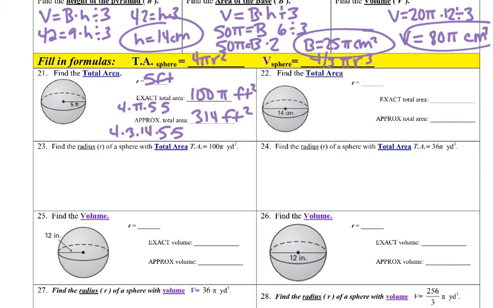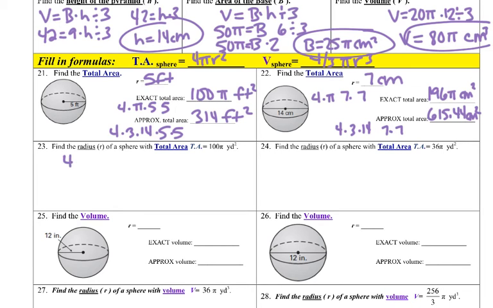Exact and approximate. Here the radius is 7 because it looks like the diameter is 14. So 4 times pi times 7 times 7, which is 196 pi centimeters squared. Approximate is going to be 4 times 3.14 times 7, which is 615.44.